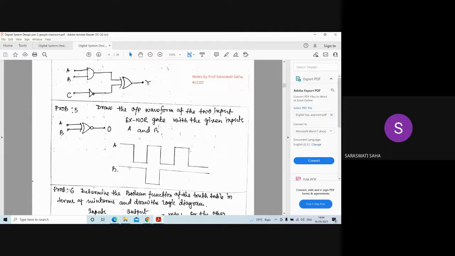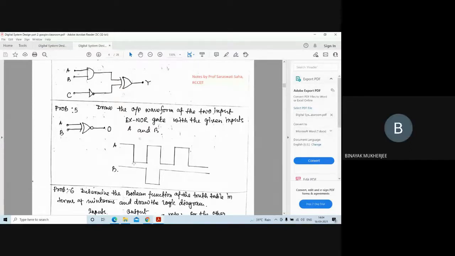What will be the output voltage level? 0 or high? It will be zero, because if there is 0 and 1... here, starting from this point up to this.